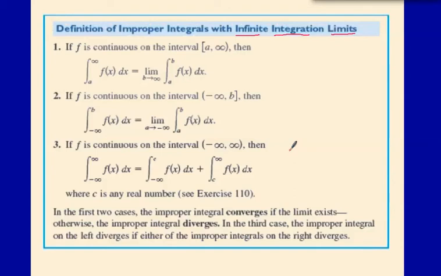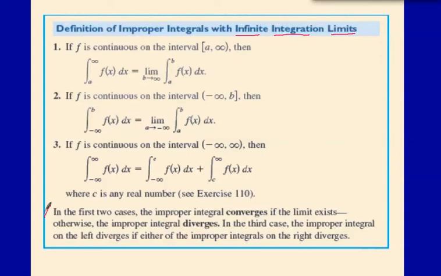If f is continuous on the interval from negative infinity to infinity, then you end up having to divide this into two integrals. There are two endpoints which are infinite here, so we will change this negative infinity to c, plus the integral from c to positive infinity, where c is any real number. You can pick where you want the dividing point to be for the integrals.